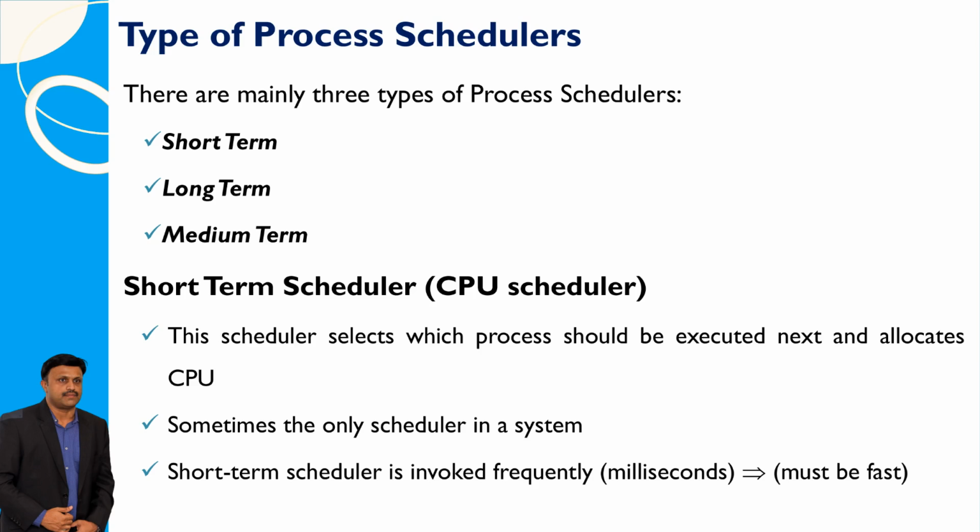Process schedulers, essential components of operating systems, can be categorized into three main types: short-term, long-term, and medium-term. The short-term scheduler, also known as the CPU scheduler, plays a crucial role in selecting the next process for execution and allocating CPU resources accordingly. Often the primary scheduler in a system, it operates at a high frequency, sometimes as frequently as milliseconds, necessitating swift decision-making to maintain system efficiency.